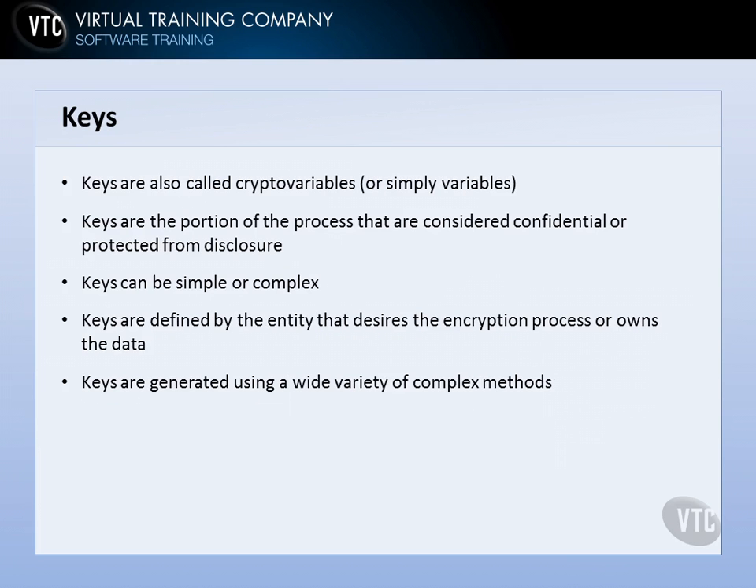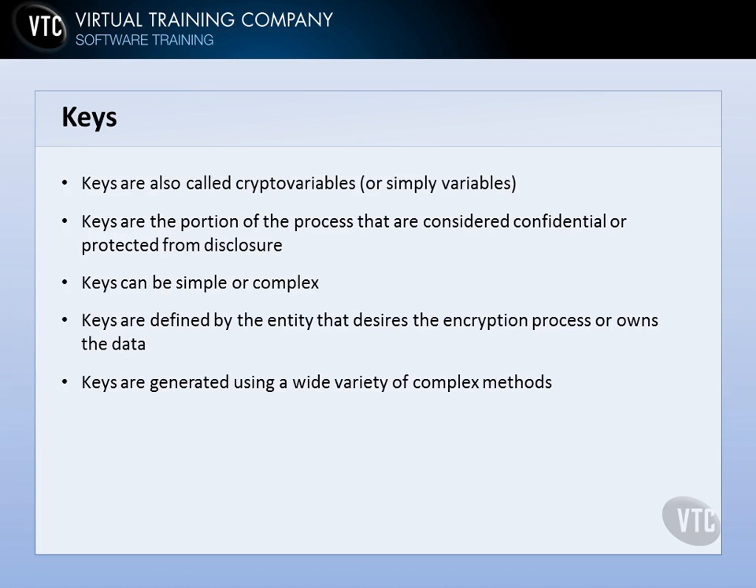Now, let's talk about the key part. Whereas I said the algorithm is typically the known part, anyone can use any algorithm because it's been known, it's public, and it's tested. Keys, on the other hand, are the variable part of this entire process. Keys are called cryptovariables, or sometimes just simply variables, and they're the portion of the process that really is considered confidential or protected from disclosure. No one knows what these keys are, and they shouldn't. You can keep these keys private for yourself. And in fact, in another scheme called asymmetric encryption, there is a public key and a private key, and we'll talk about that a little bit later.